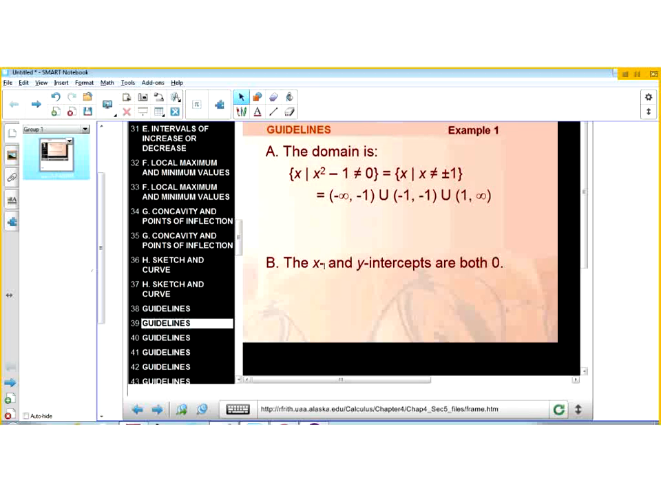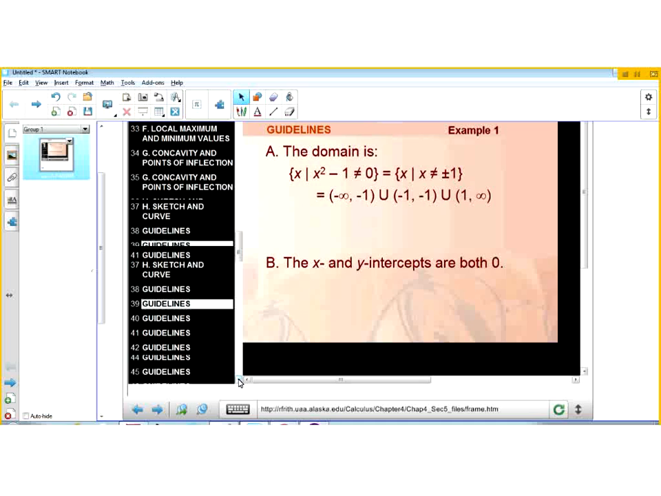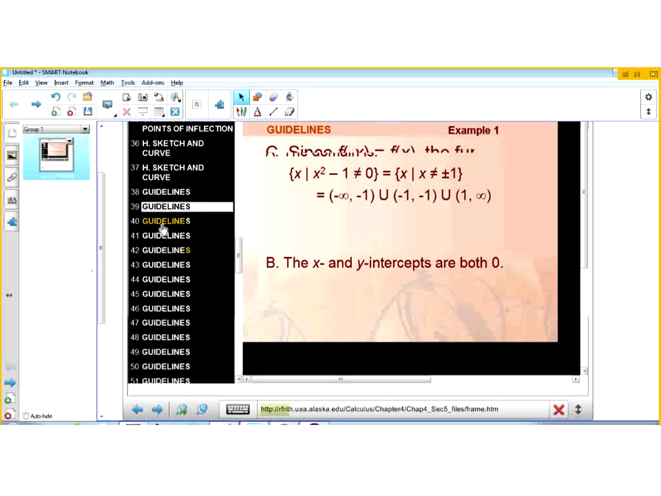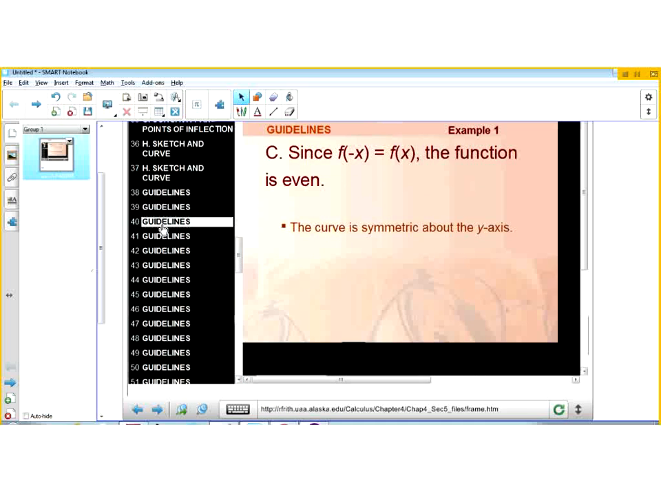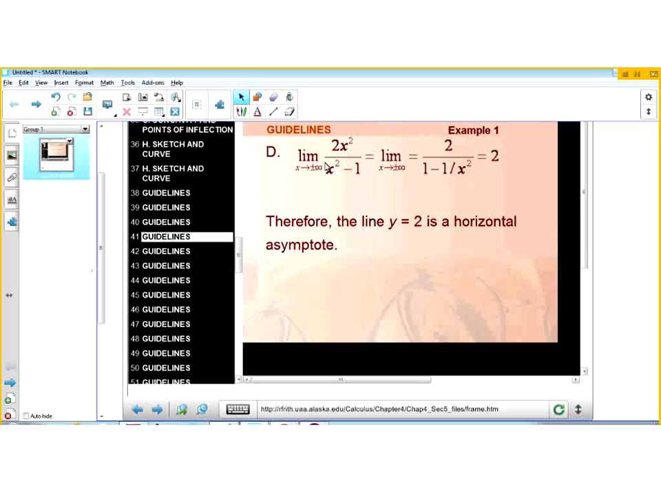The x and y intercepts both happen at the point (0, 0). That's from algebra. The function is even because of this criterion, so the curve is symmetric about the y-axis. So far so good. We can hunt for horizontal asymptotes by taking the limit as x approaches plus or minus infinity, and we see that that limit resolves to 2, so y equals 2 is a horizontal asymptote.